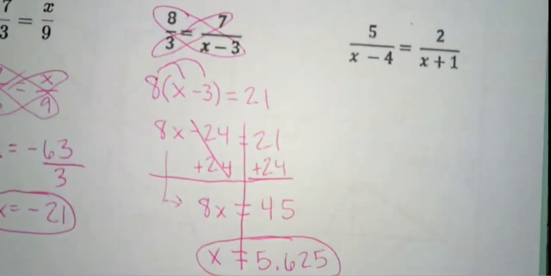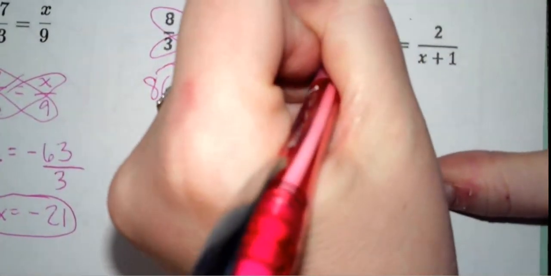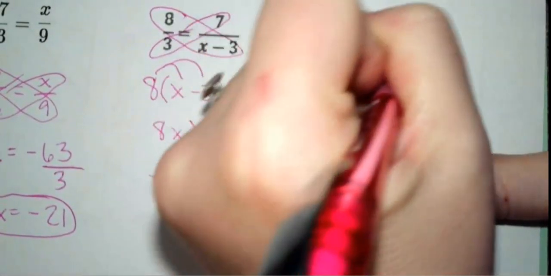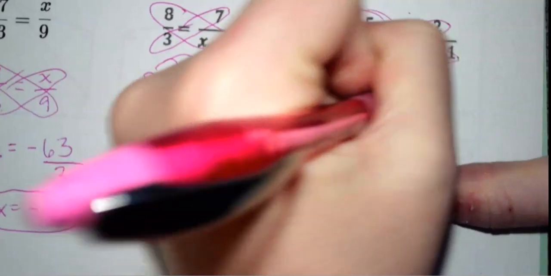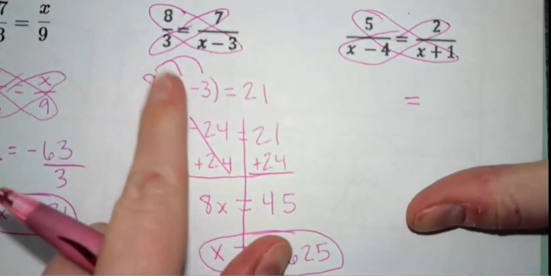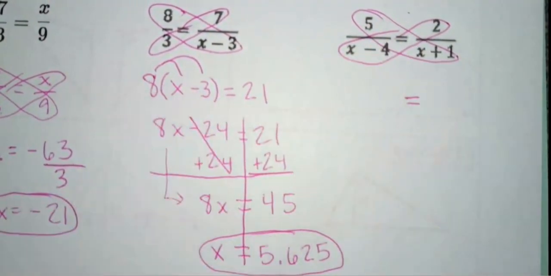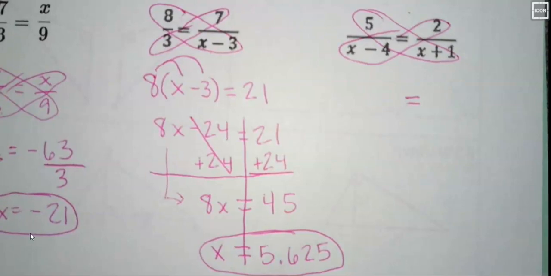Okay, I'm going to pause real quick. And I want you to set up this one. Put your equal sign and then put these on both sides. So you're going to have to distribute on both sides of the equation. So I'm going to pause real quick.